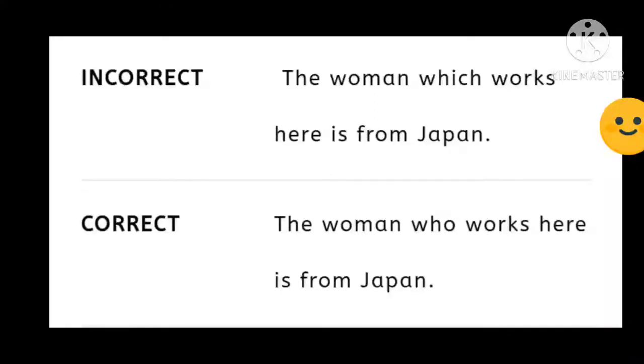The woman which works here is from Japan. The woman. So the subject is now referring to a human. So what is the relative pronoun that we generally use to refer to people? Who. In the subjective case who, in the objective case whom, and in the possessive case whose. So here which is used to refer to non-living things or objects. So the correction is: the woman who works here is from Japan.